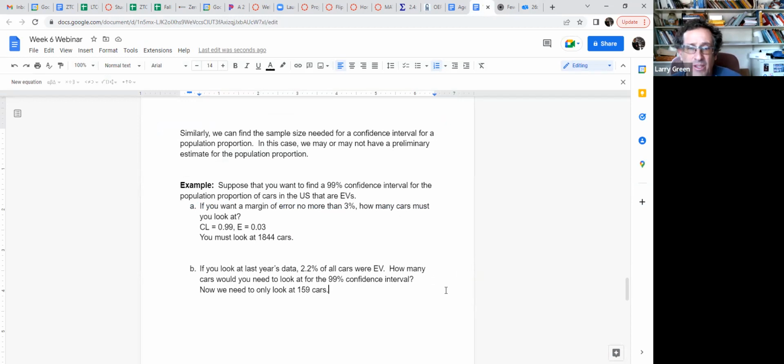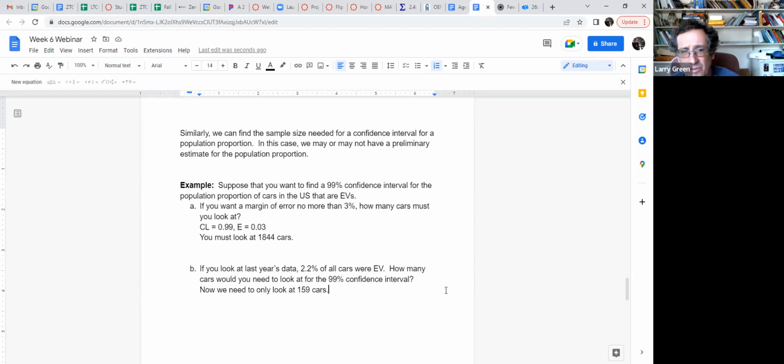And a lot of times what you would do, even if we didn't know last year, what you might do is maybe survey 50 cars and look at the percent of those 50 cars and then use that as your estimate and then continue. So often it makes a big difference.